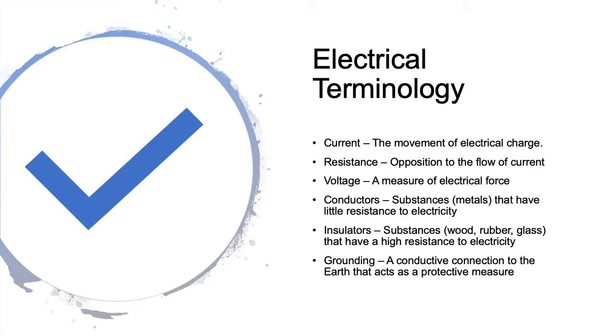And then grounding is a conductive connection to the earth that acts as a protective measure by the water in the earth drawing that rogue electrical current and voltage.